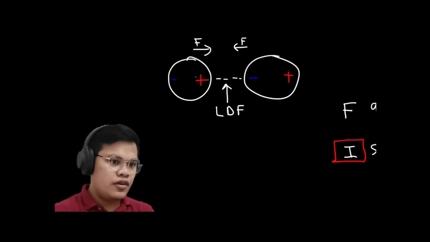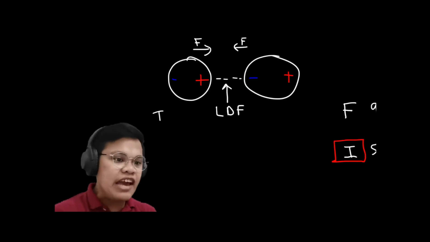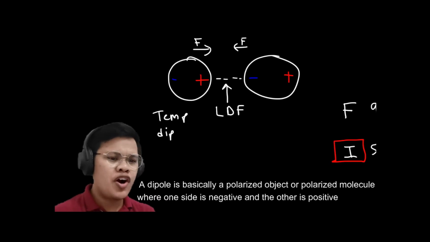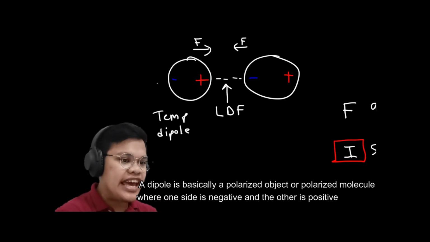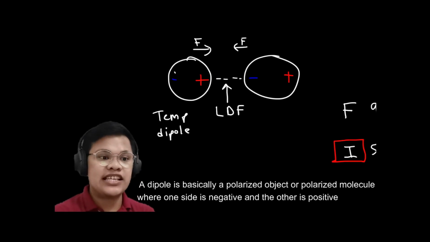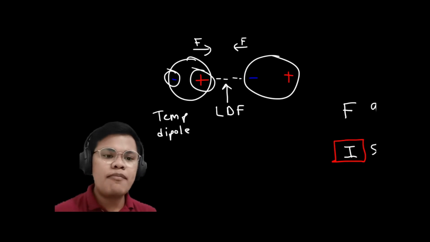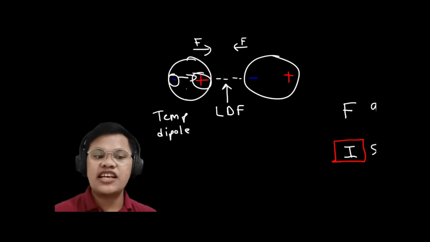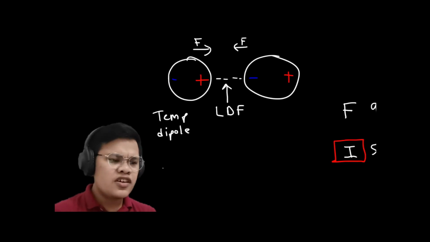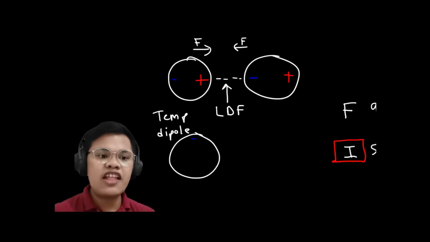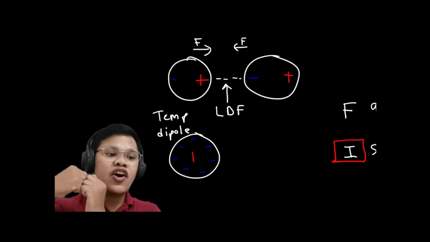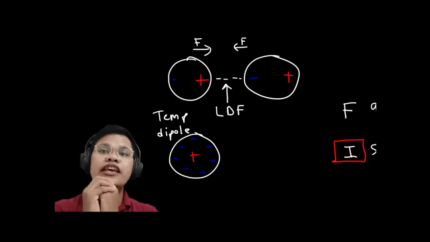Now for this example, it was a temporary dipole. A dipole is basically a polarized object or polarized molecule where one side is negative and the other side is positive. The reason why it's a temporary dipole is because it can go back to its original state. The electrons on the left side can diffuse towards the right side because this negative charge is attracted to the positive charge. So it can be turned into its nonpolar state where the electron cloud is no longer distorted or the electrons are distributed evenly.